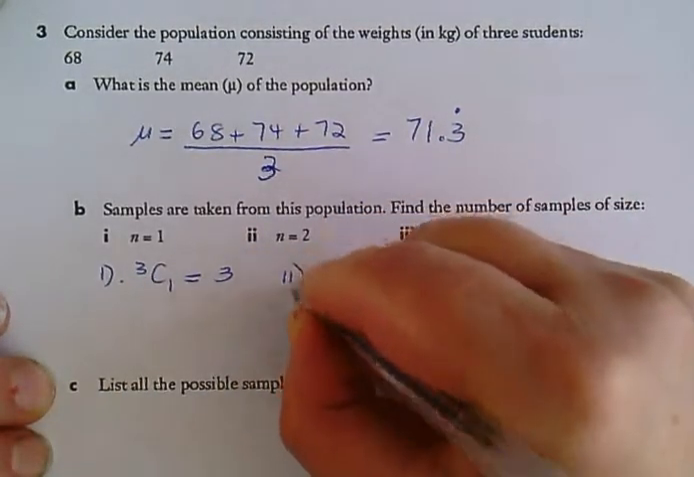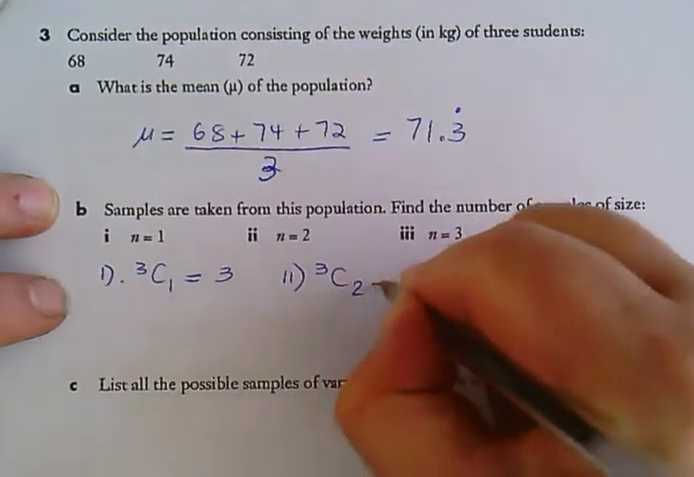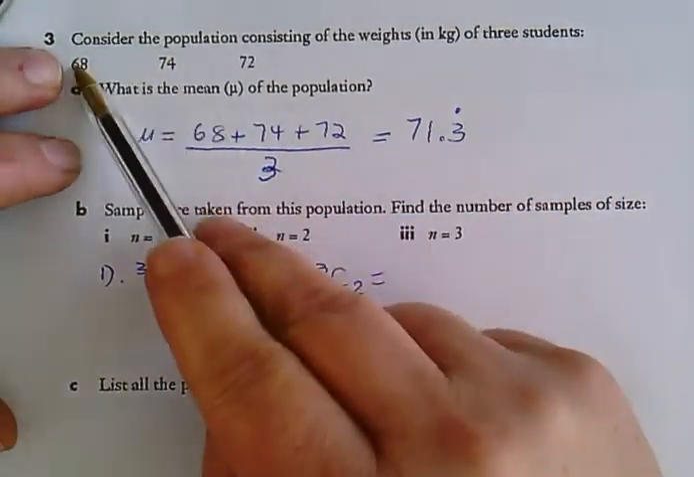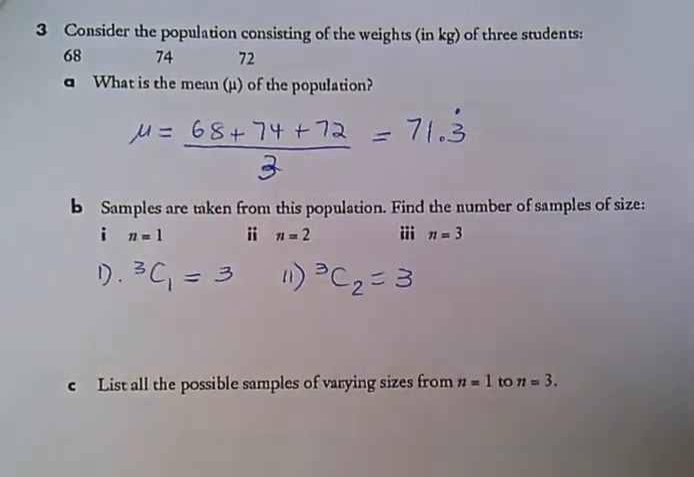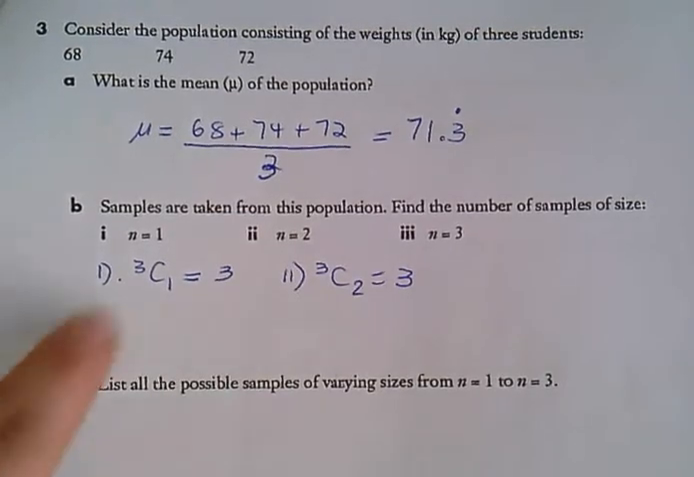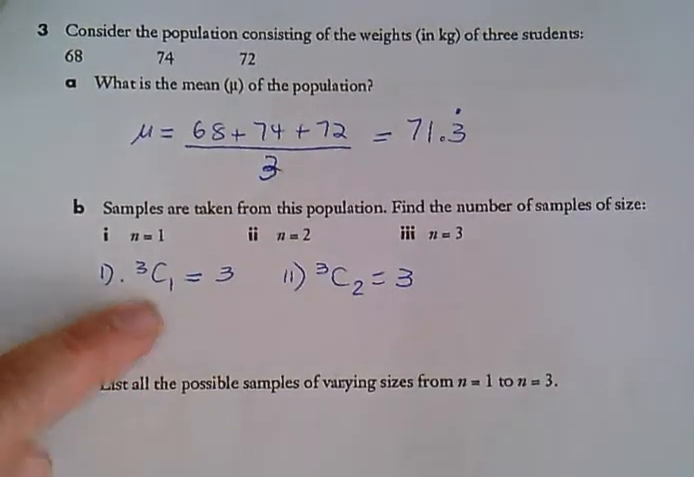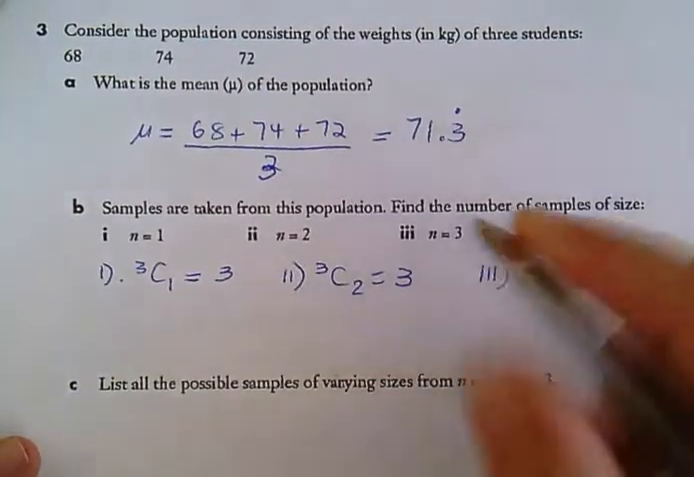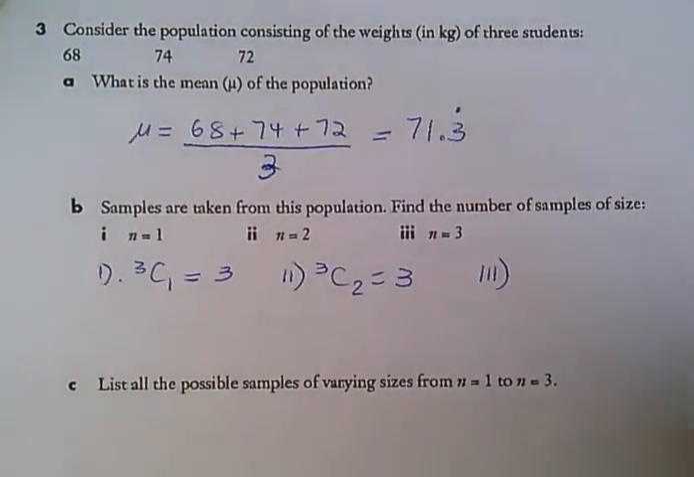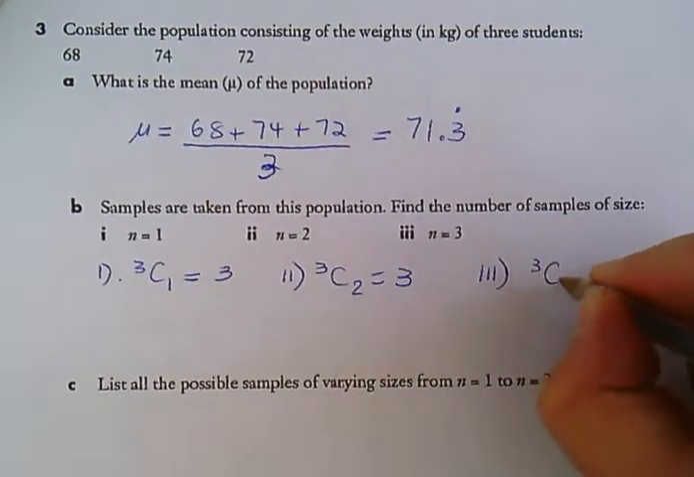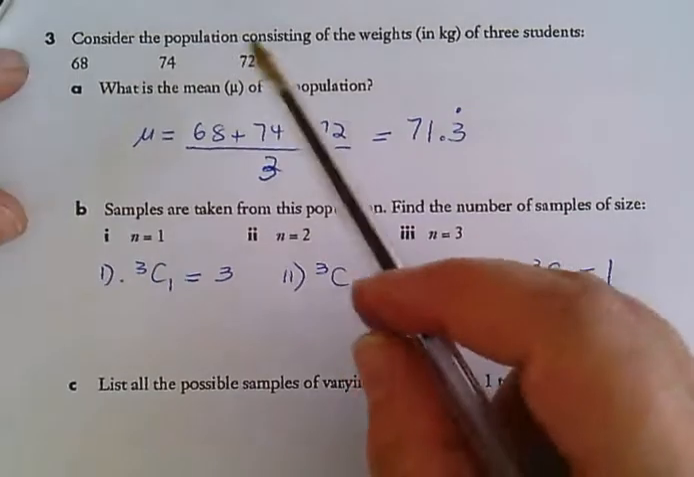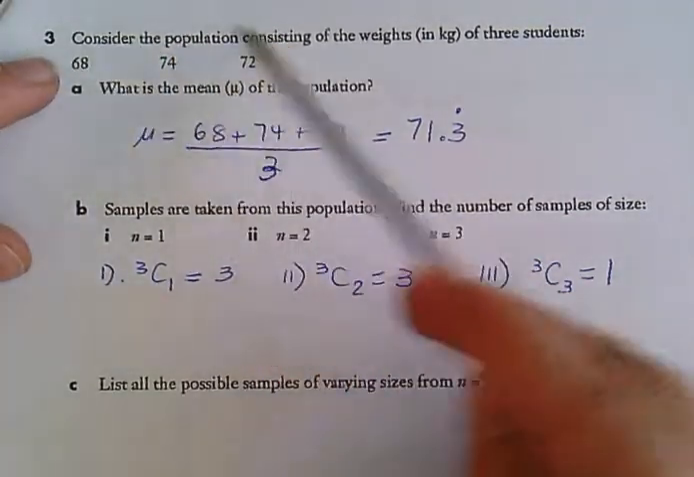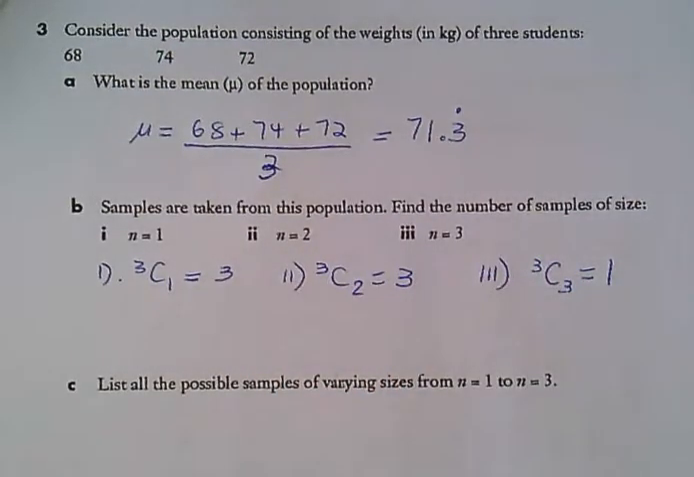Sample size 2 is 3 choose 2, or you could say I'll have those 2 together, these 2 together, and those 2 together. If you do that on your calculator, 3 choose 2 is 3, because every time you're choosing 2, you're leaving 1 out. So it should be the same answer as 3 choose 1. And how many ways can you choose the 3 numbers? There's only one way. 3 choose 3 is 1. How many ways can I choose a sample size of 3? It's just 1. The 3 numbers have to be in there.